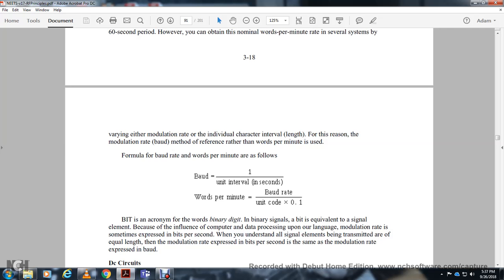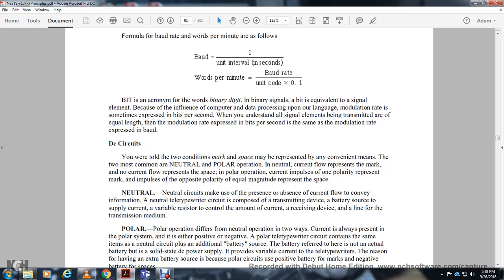The bit is an acronym of binary digit. A binary signal bit is equivalent to a signal element. Because of the influence of computer data processing, modulation rate is sometimes expressed in bits per second. When the single elements of the transmitted signal are of equal length, the modulation rate expressed in bits per second is the same as the modulation rate expressed in baud.